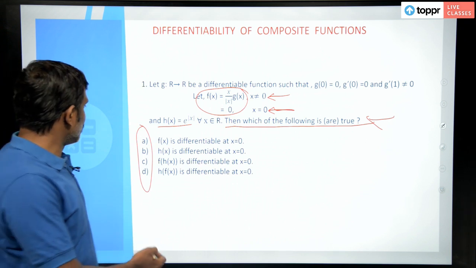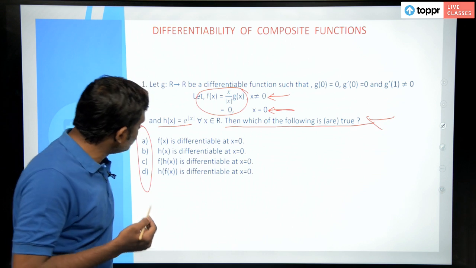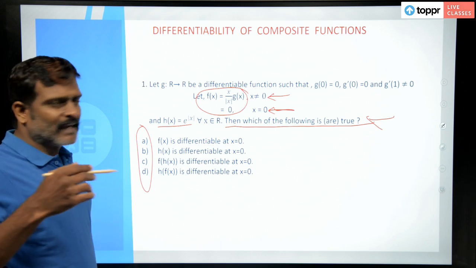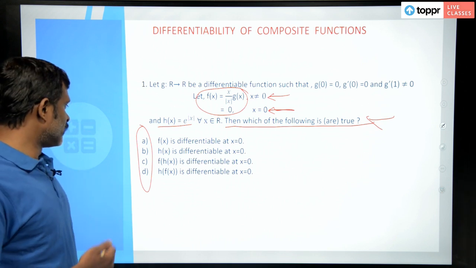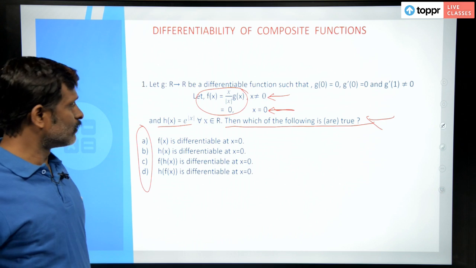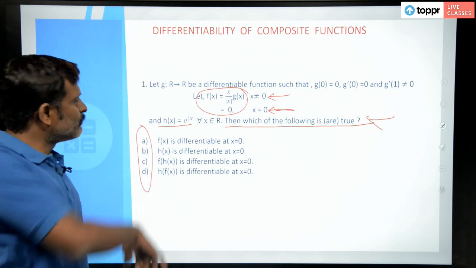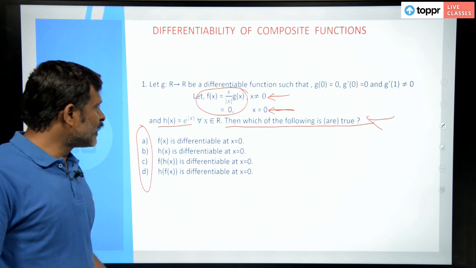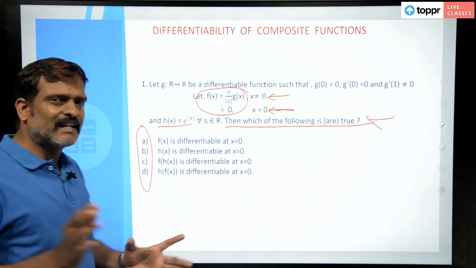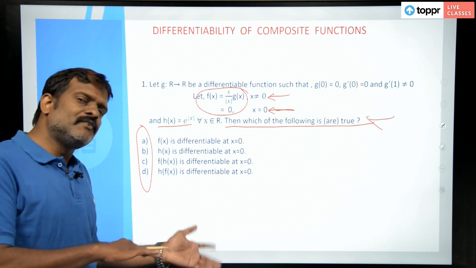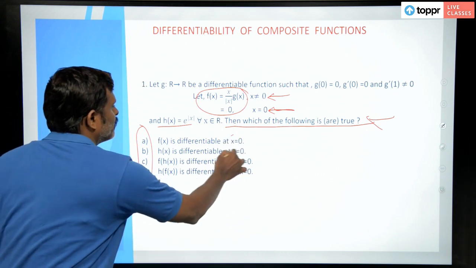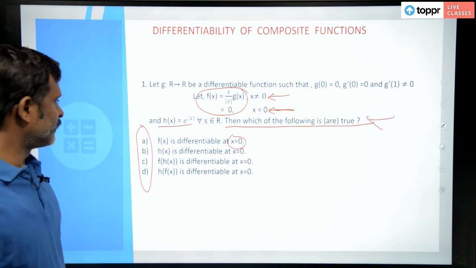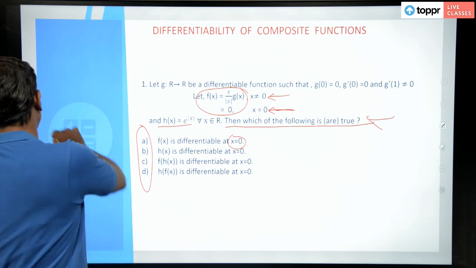Option 1 says f dash is differentiable at x is equal to 0, h of x is differentiable at x is equal to 0, f of h of x is differentiable at x is equal to 0, and h of f of x is differentiable at x is equal to 0. So, these are the statements which we have to verify whether they are right or wrong. For this, what we have to do is find out for every function the left derivative and right derivative at the given point, whether they exist and are equal, that is, whether it is differentiable at that point or not, right. So, let us do it.